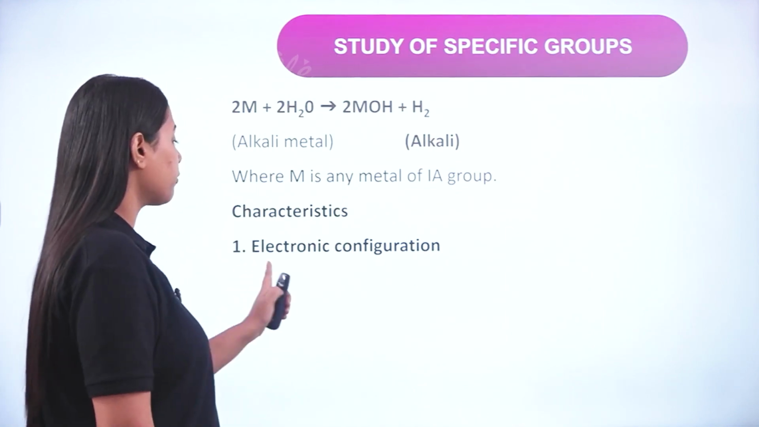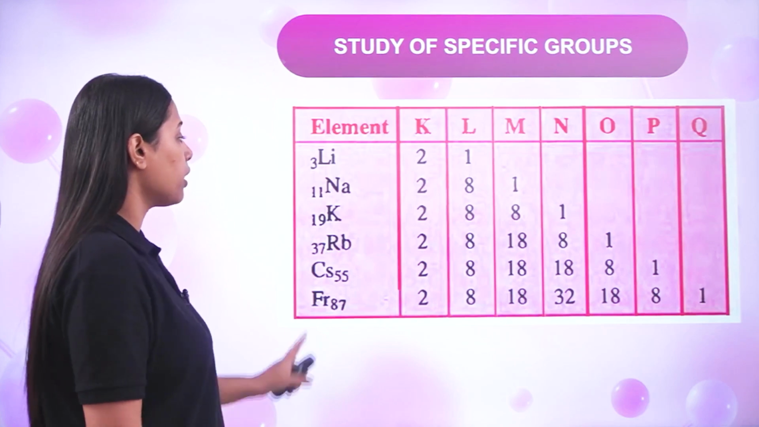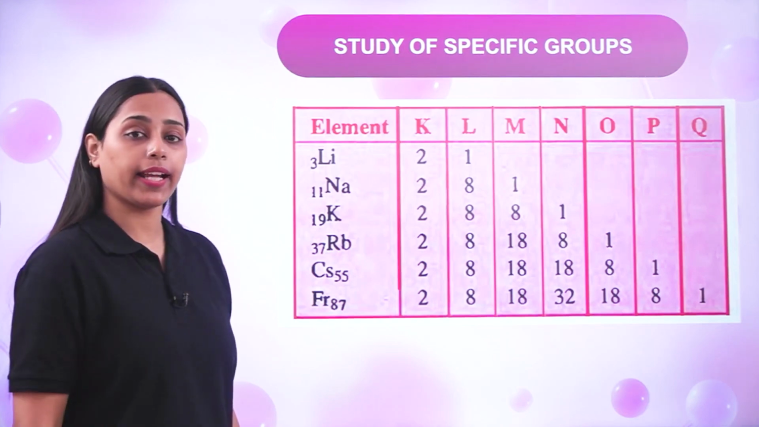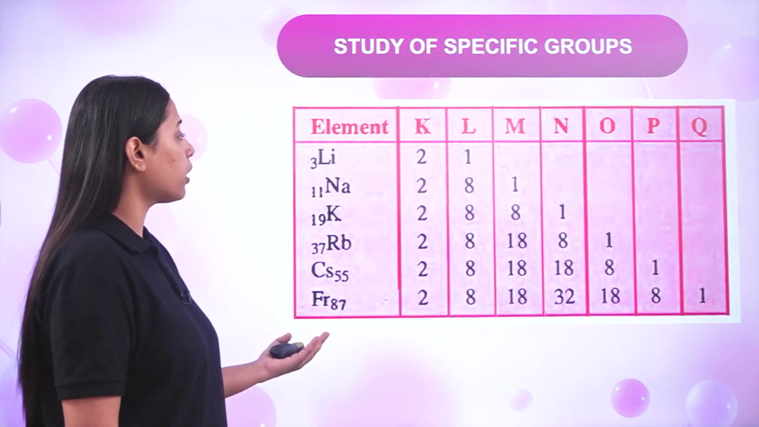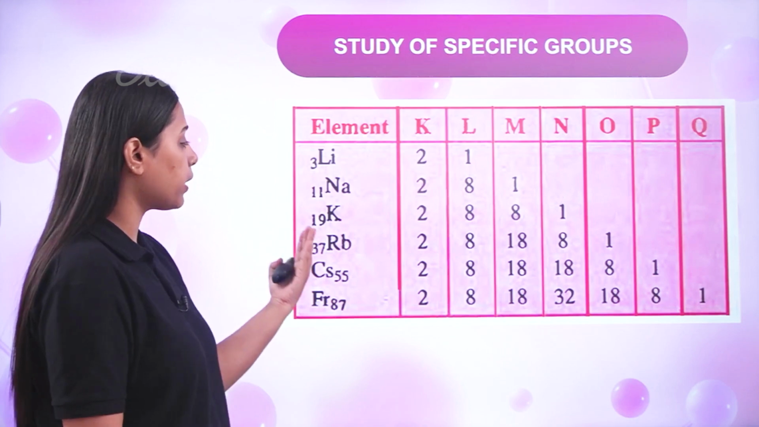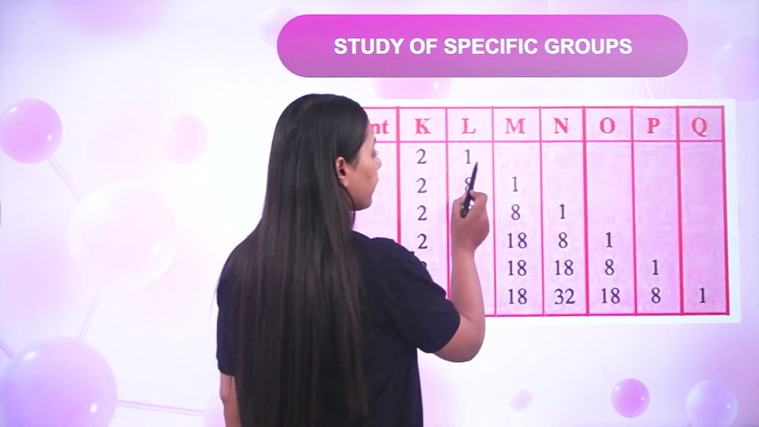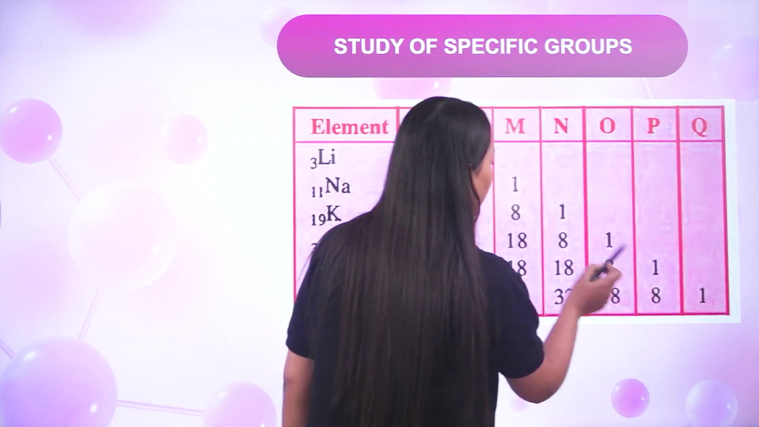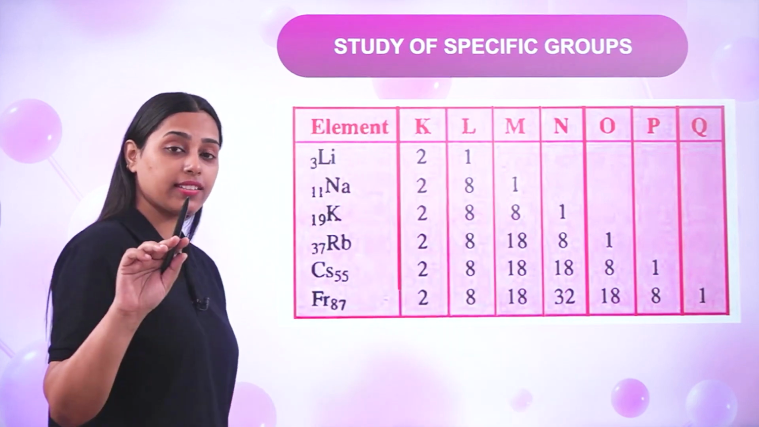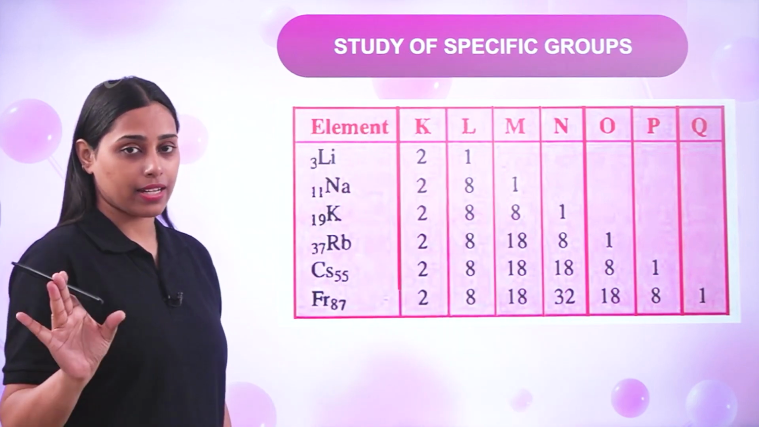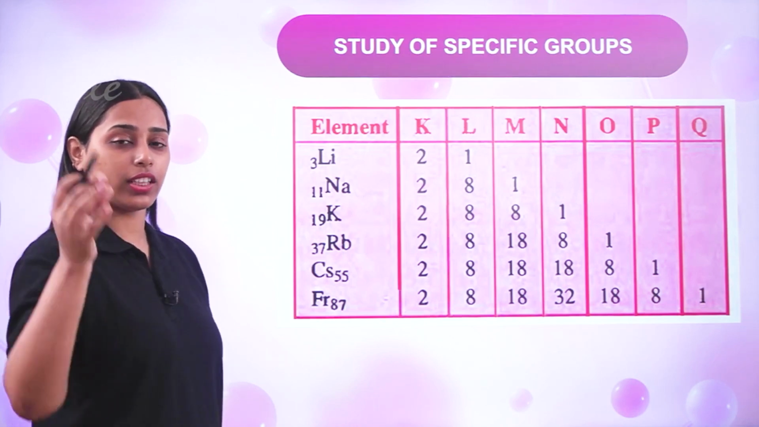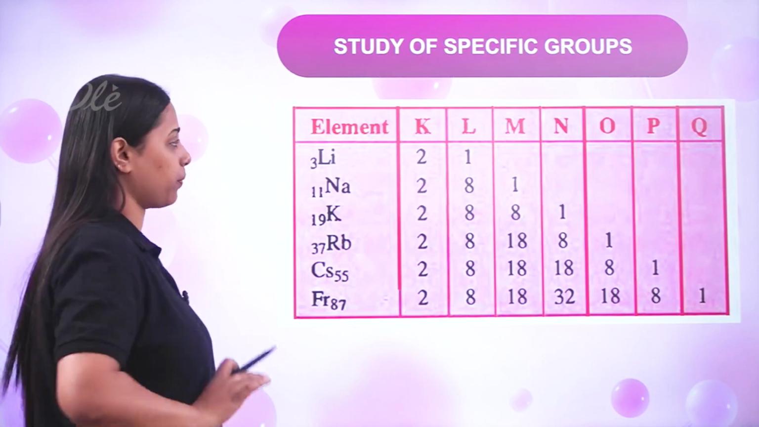Characteristics, then first we'll talk about configuration. So these are the group 1 elements and their configuration will be written according to the rule which you have learned, that is 2,1 for lithium, 2,8,1 for sodium. Then similarly, you can understand here that 1 is the valence electron in all the elements of group 1 and group signifies the number of valence electrons in a group. I am repeating this again and again so that it can set in your mind.